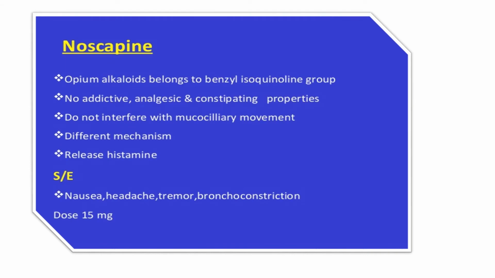Coming to Noscapine, this also is an opium alkaloid which belongs to the benzylisoquinoline group. It also has no addictive, analgesic or constipating property, as the first one, codeine, has. It does not interfere with the mucociliary movement, and it has a very different mechanism. It releases histamine. The side effects include nausea, headache, tremor and bronchoconstriction. The dose given is about 50 milligram. But this is not used nowadays. We usually use codeine or pholcodine, but codeine as well as pholcodine are being restricted nowadays by the FDA.